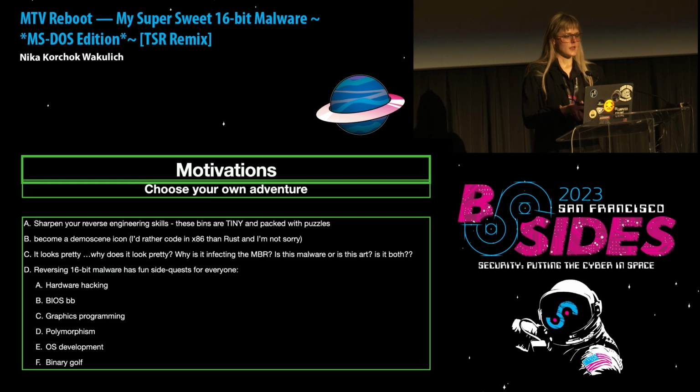So motivations. I describe this as choose your own adventure because I had a lot of motivations throughout the course of this project, but the one that I started with was actually looking at some of these samples. My reaction was, it looks pretty. Why does it look pretty? Why is it also infecting the MBR? Is this malware or is this art? Is it both?